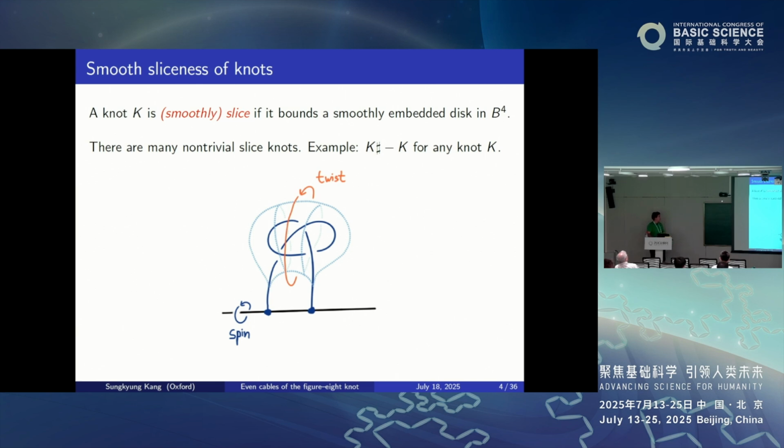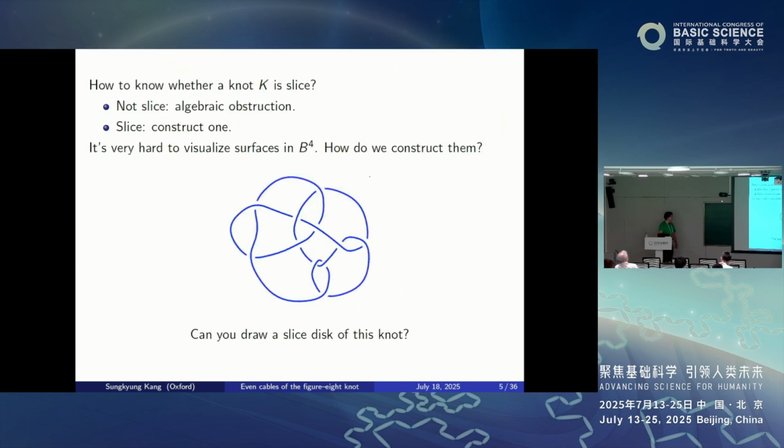Yeah, so there are a lot of smoothly slice knots. There are even many more knots which are not slice. That gives you a question: instead of classifying knots, let's try to classify which knots are slice. Given any knot, you have to answer whether that knot bounds a smoothly embedded disk inside the four-ball.